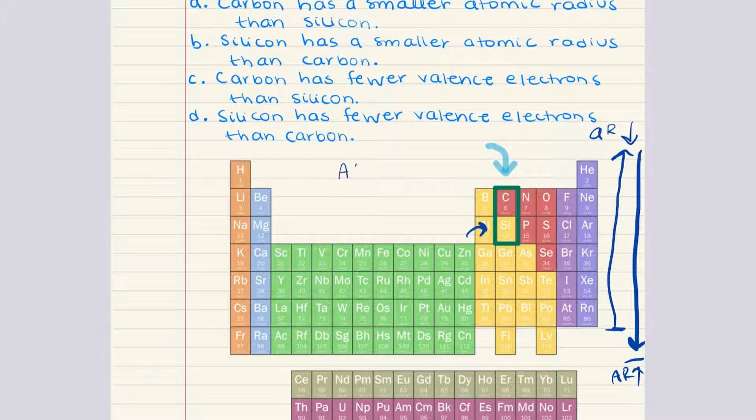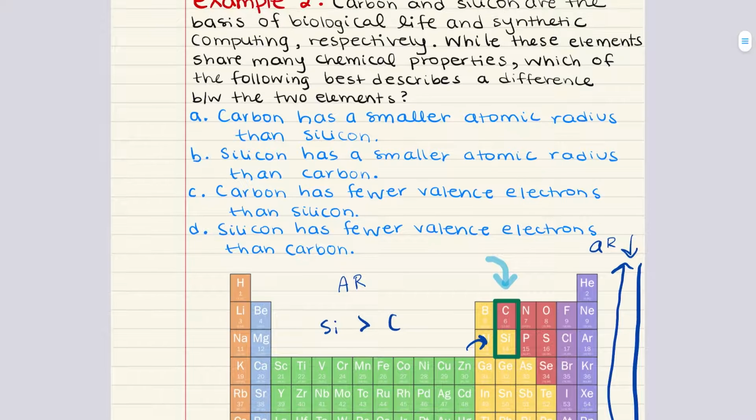So if we're comparing atomic radius, silicon is going to have a larger atomic radius than carbon. Let's keep that in mind as we analyze each option that's provided in this question. A says carbon has a smaller atomic radius than silicon. This is a true statement. The statement is accurate. As we mentioned, carbon is in period 2, silicon is in period 3, so carbon's atomic radius is smaller due to having fewer electron shells.